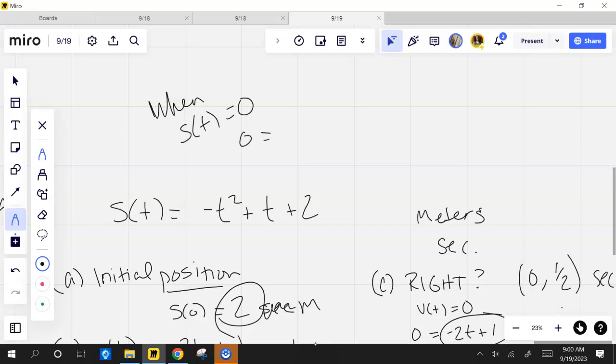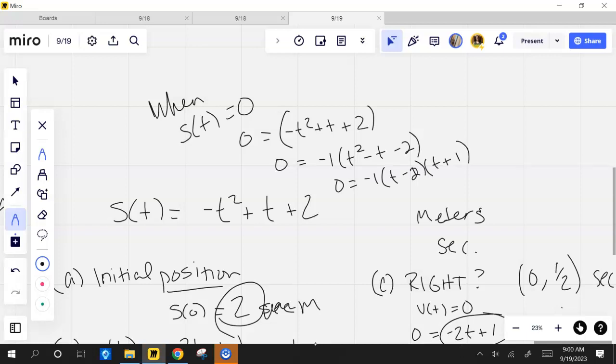So that's right. Did you figure that out all by yourself? That's impressive. T squared minus t minus 2, I'd have to factor. t minus 2, t plus 1. So when is position 0? Well, at 2 seconds and negative 1 seconds. Well, again, we don't travel back in time, so that makes no sense. That's not in our domain. So 2 seconds, which happens to also be the initial position. That's why it works.